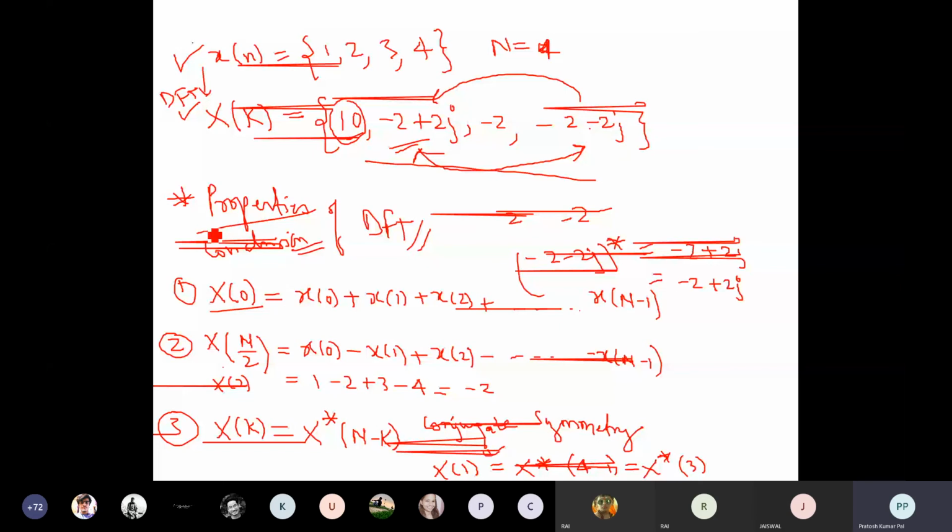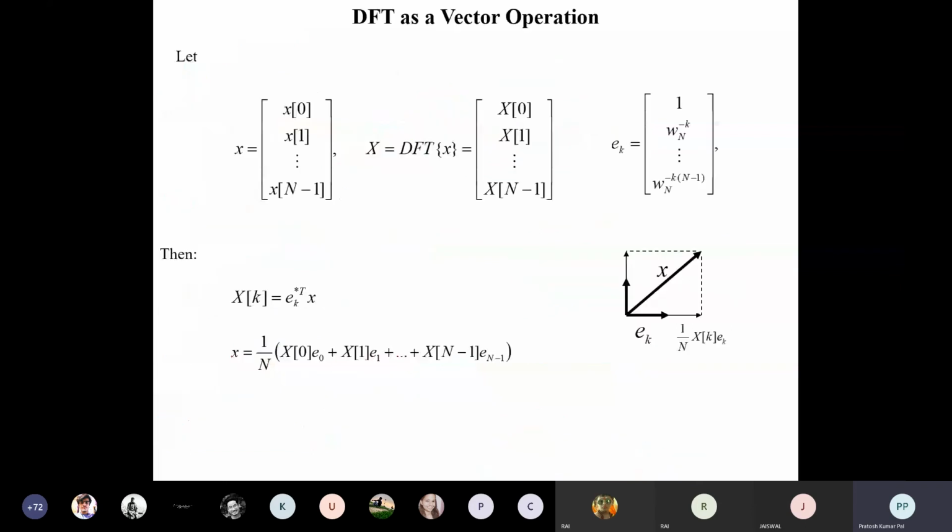So these three properties can be used for analysis of the result, whether the result is correct or not. We can directly identify it from here. So this is one of the methods. We will see another method, called the matrix method. To calculate the DFT, we will follow a matrix method.